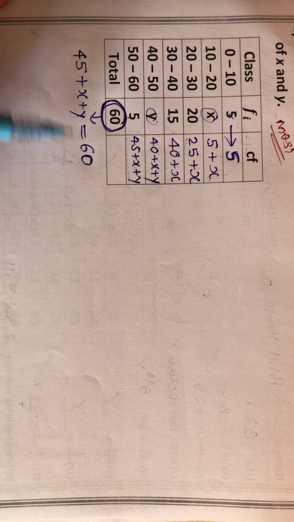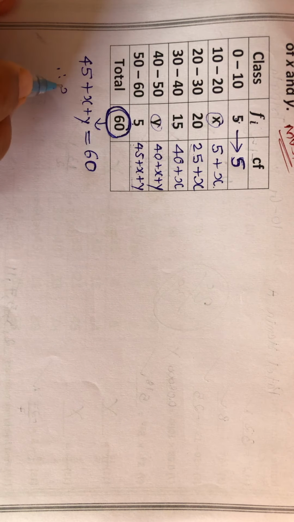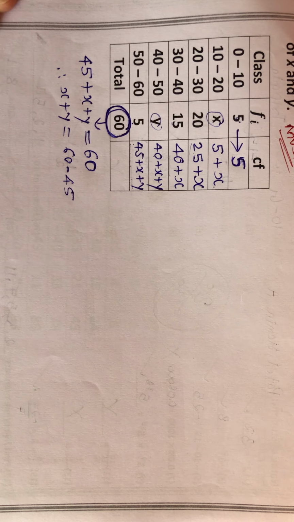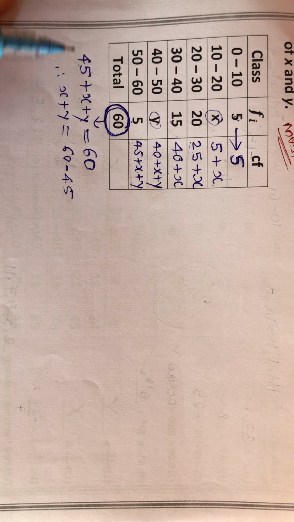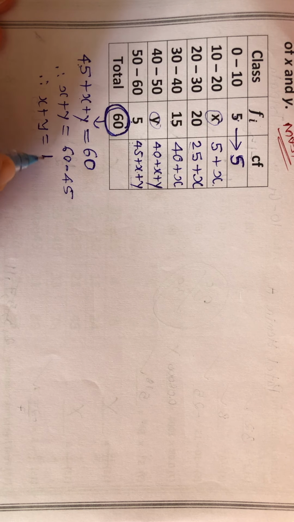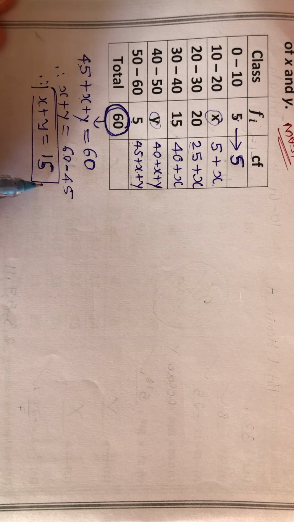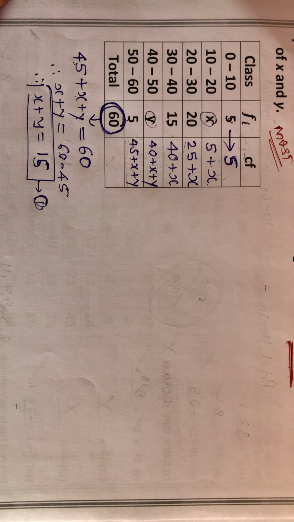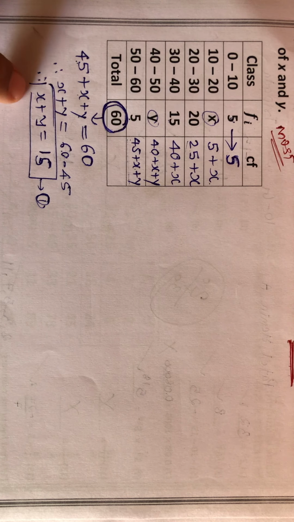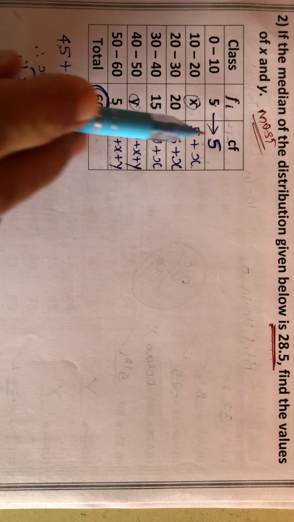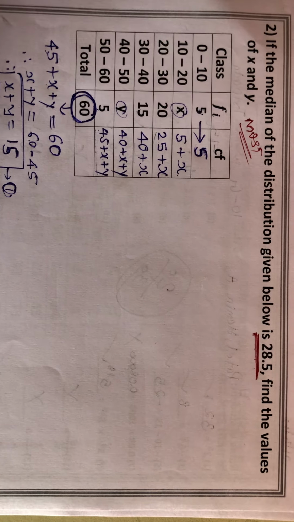So 45 plus x plus y is equal to 60. Then x plus y is equal to 60 minus 45. Okay, plus 45 on the right hand side becomes minus 45. So x plus y is equal to 15. 60 minus 45 is 15. Okay, so this is nothing but the equation x plus y is equal to 15. So the total of missing frequency is 15. Okay, now this is the most important thing, how to find out n by 2.